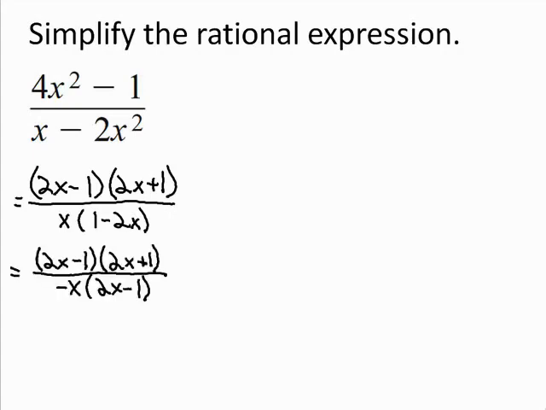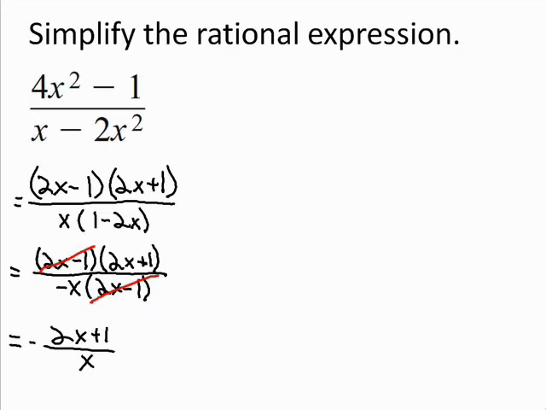The quantity 2x minus 1 times the quantity 2x plus 1 divided by negative x times the quantity 2x minus 1. There is a 2x minus 1 in both the numerator and denominator, so they cancel out. You are left with negative 2x plus 1 divided by x. This expression has to have the same domain as the original expression.